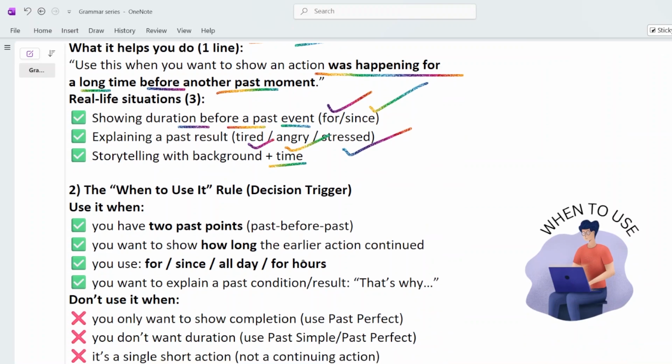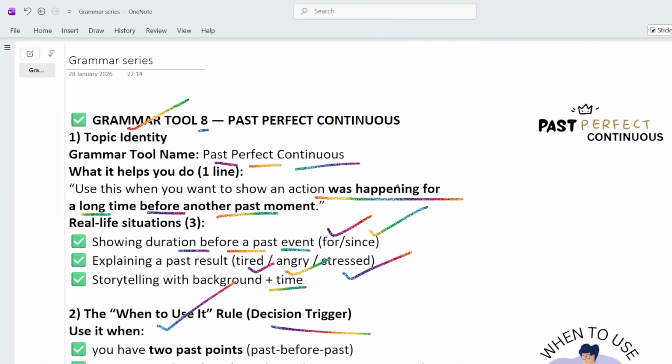All right. Now look at the section 2. This is your decision trigger. As I told you, decision trigger is nothing but to understand when to use this particular tense. And we are dealing with past perfect continuous tense for today. All right. That is our topic, right? What is our topic? Past perfect continuous. So you really need to remember this as this form, okay? PPC. But this time it is past perfect continuous, not present perfect continuous. It is past perfect continuous.